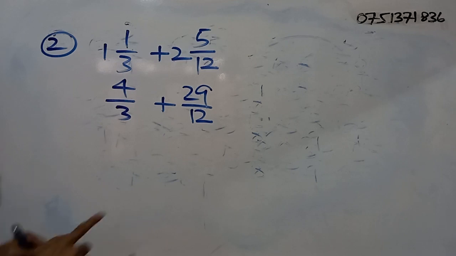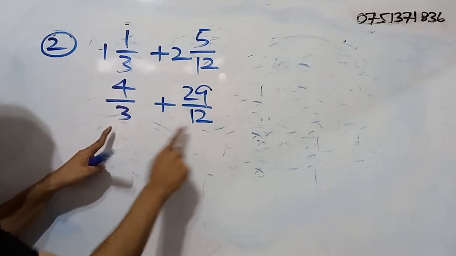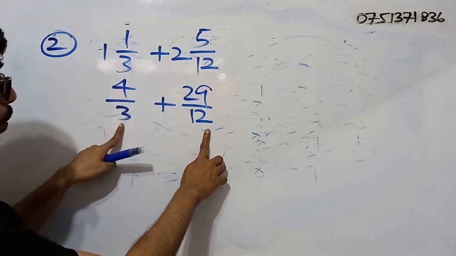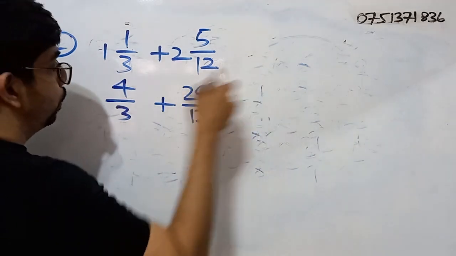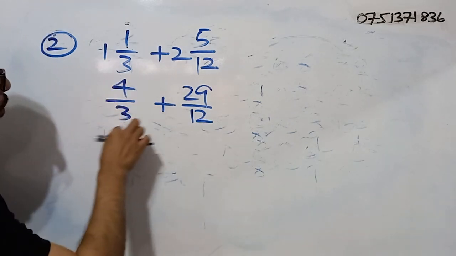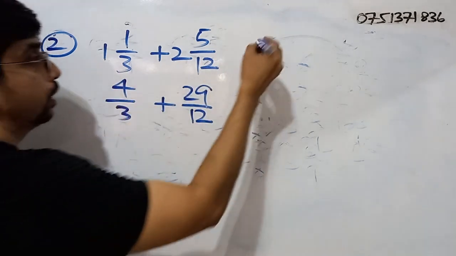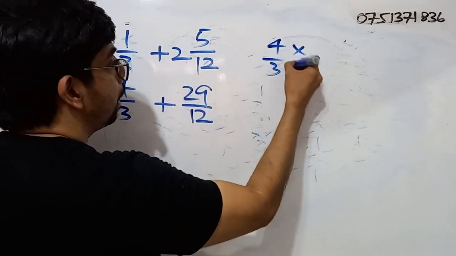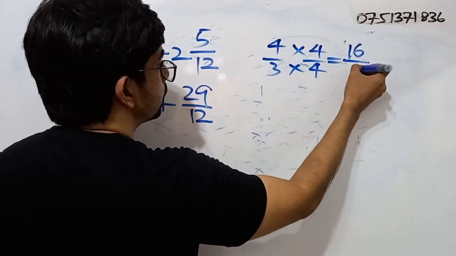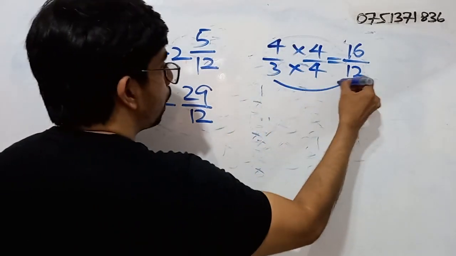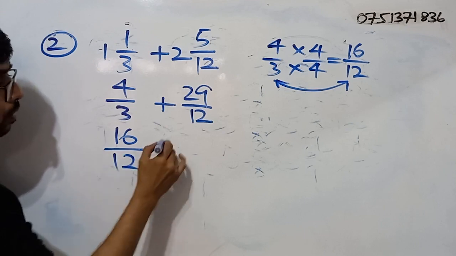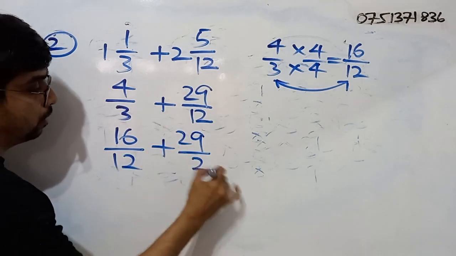Now we have two fractions where the denominators are different. So we have to come up with the LCM of these two denominators. 3 and 12, what's the least common denominator? 12. So we only have to convert this fraction. For 4 by 3, I have to multiply the denominator by 4 and the numerator by 4. So 16 by 12. Now these two are equivalent fractions. So 16 by 12 plus 29 by 12.